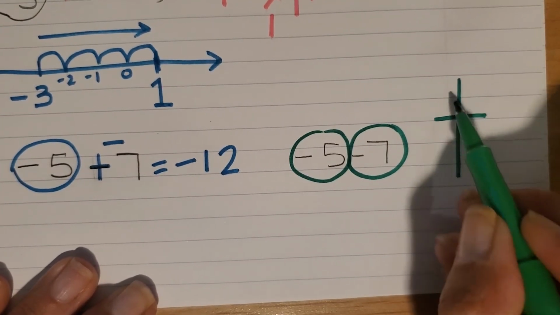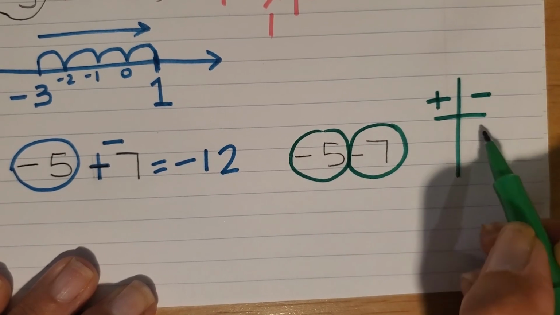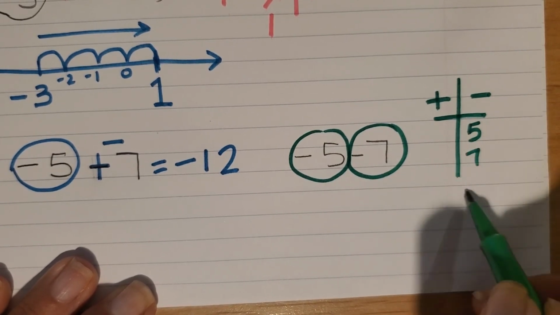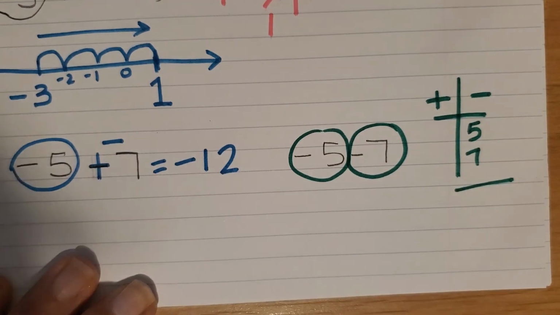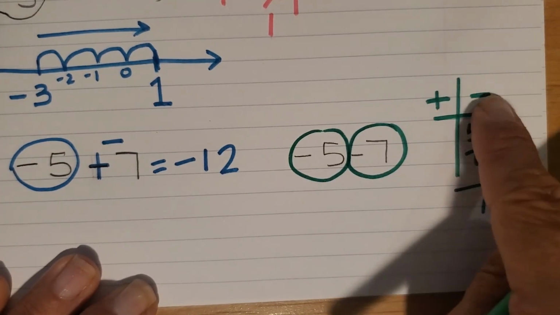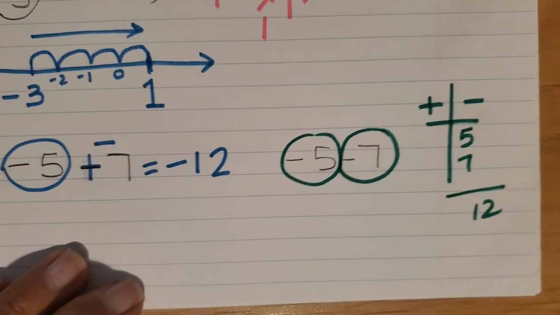So if I use the scoreboard, it looks like I have 5 negatives, 7 negatives. 7 and 5 give me 12, and they're under the negative column. So I hope that helped.